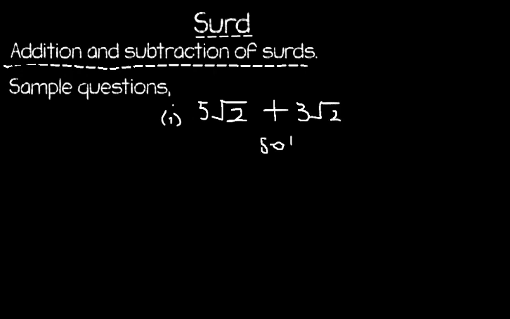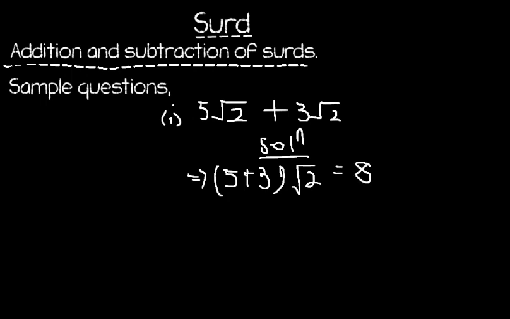So one, which is 5 root 2 plus 3 root 2. Solution: let's take them as coefficients. The coefficient of the first root 2 is 5, and the coefficient of the second root 2 is 3. So you add them and you multiply by root 2, getting 8 root 2.